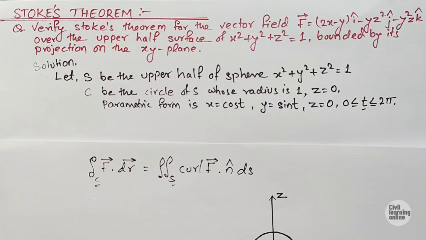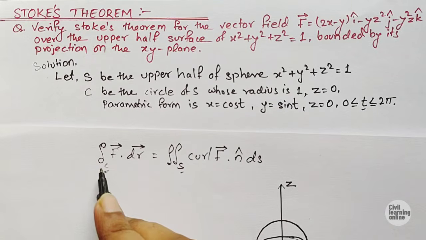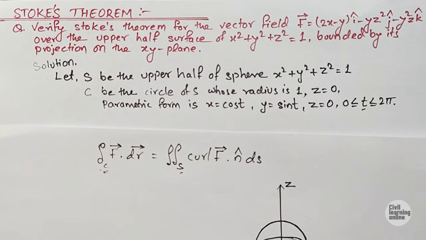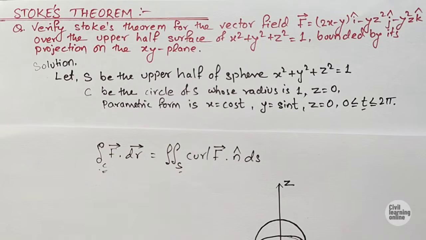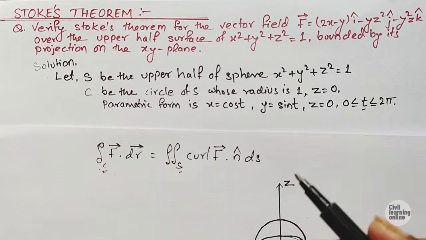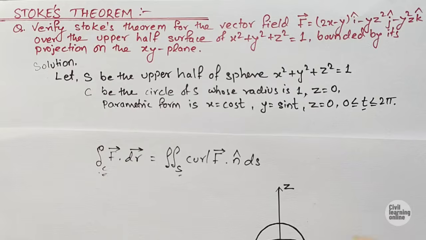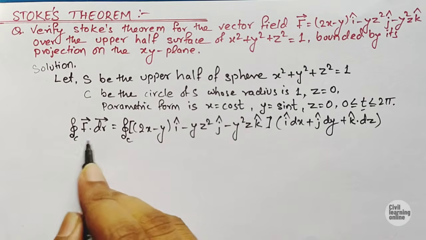Now let us proceed with the solution, and first of all we will find the value of this LHS. We are asked to verify, which means we have to bring LHS equals to RHS. So first let's find the LHS value, and then we will find the RHS value. If both come out equal, then our Stokes theorem is verified, which we are asked to do in this numerical. So this was the LHS portion.